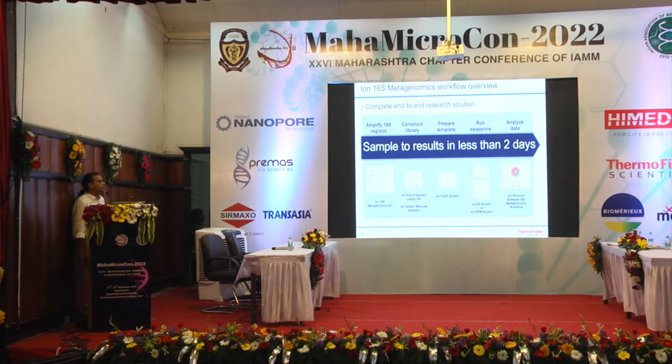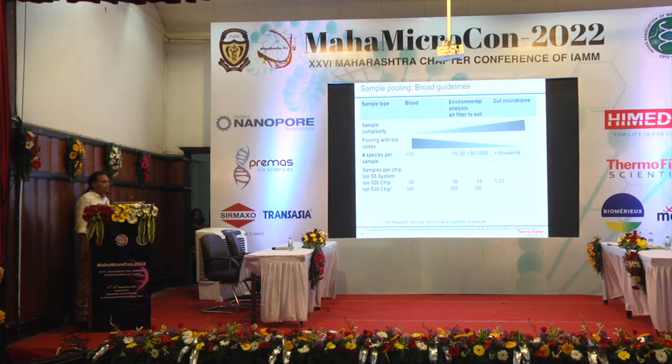So as I said earlier, the sample to result in less than 2 days is a turnkey protocol where you can get isolation kits from Thermo Fisher. You get a 16S kit from Thermo Fisher. We have a dedicated system for it called Ion GeneStudio Plus and GeneStudio Prime systems, which give you flexibility to use chips also as per your choice. On that we will discuss later.